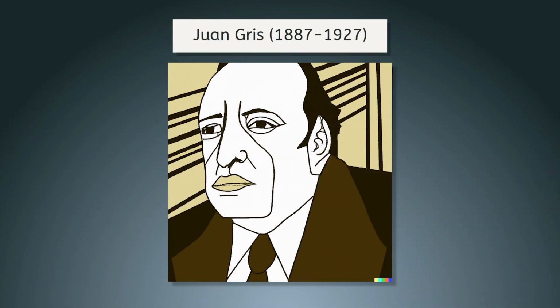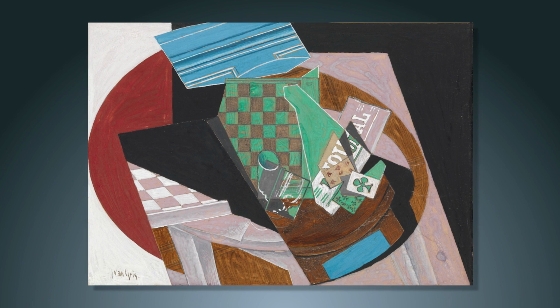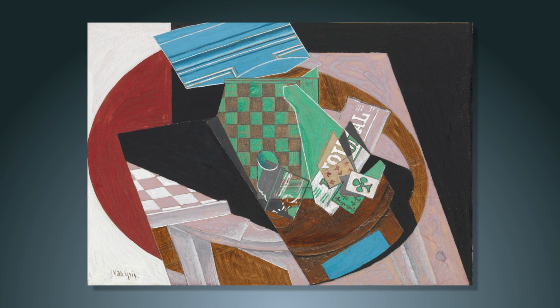Juan Gris, 1887 to 1927, was a Spanish painter who played a significant role in the development of Cubism, one of the most influential art movements of the 20th century. Gris's early work was heavily influenced by the style of the French Cubist painter Georges Braque, but he soon developed his own distinctive style characterized by bold, fragmented shapes. Gris often incorporated elements of everyday objects into his paintings, challenging traditional notions of art and elevating the status of daily life.